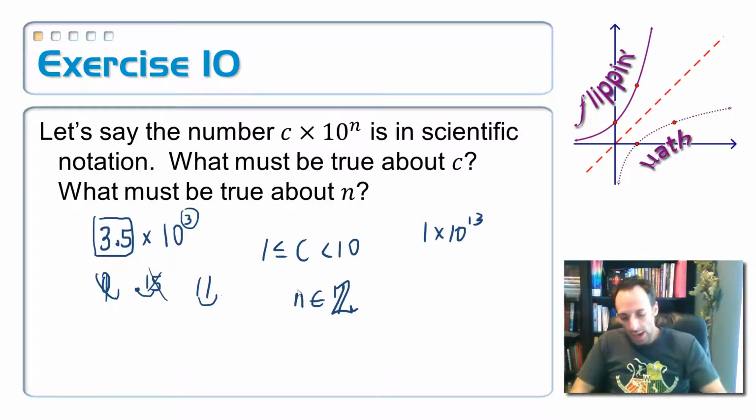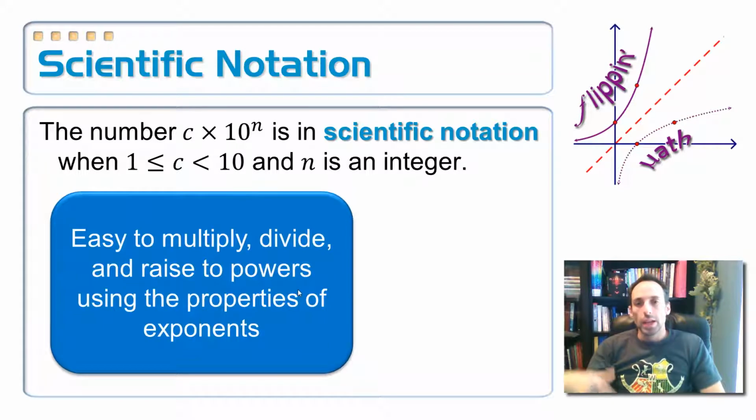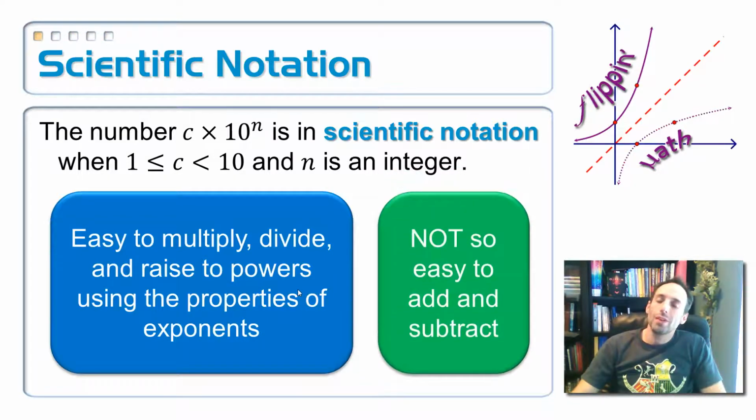You remember that symbol for integers? So Z? Yeah? Okay. So the number c times 10 to the n is in scientific notation when c is in between 1 and 10, where it could equal 1 but not 10, and n is an integer. Okay. In scientific notation, numbers are really easy to multiply. They're really easy to multiply because they're already in multiplication form and they have properties of exponents for the powers of 10. Okay? But what they are not easy to do is add and subtract.